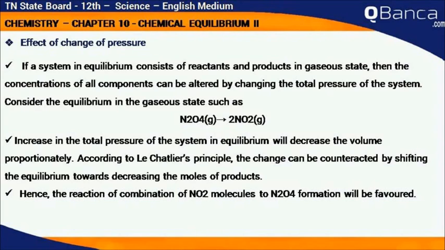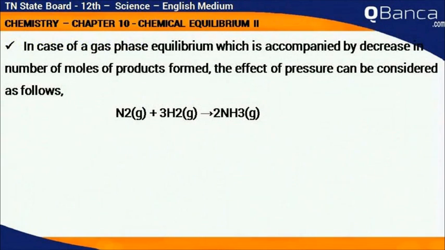Increase in total pressure of the system in equilibrium will decrease the volume proportionately. According to Le Chatelier's principle, the change can be counteracted by shifting the equilibrium towards decreasing the moles of products. Hence, the combination of NO2 molecules to N2O4 formation will be favored. In case of a gas-phase equilibrium which is accompanied by decrease in number of moles of products formed, the effects of pressure can be considered as follows: N2 plus 3H2 gives 2NH3.